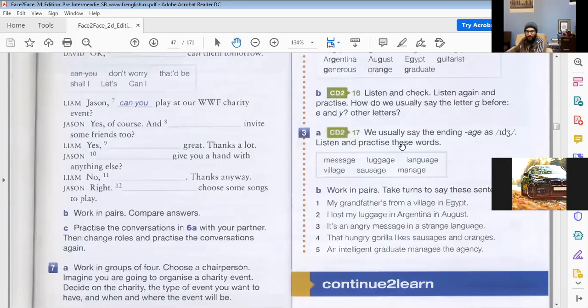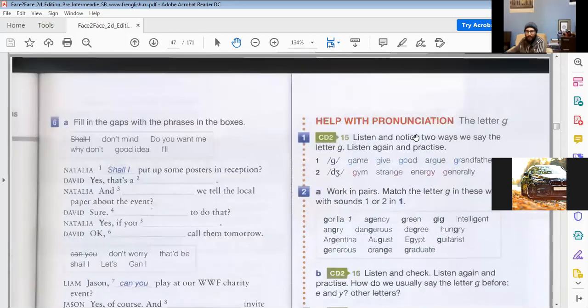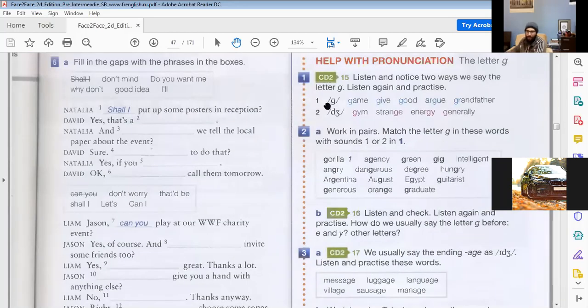We finished this. We talked about the sound G, soft G, hard G. So the soft G usually is followed by Y or E. So in English, if you find a G and it's followed by a Y, or followed by an E, there's a big chance it's pronounced J. Gym, strange, energy, generally. So all of these are J because you have a Y or an E after the G. In other examples, we just say G. Game, give, good, argue, grandfather, August, guitarist, hungry.